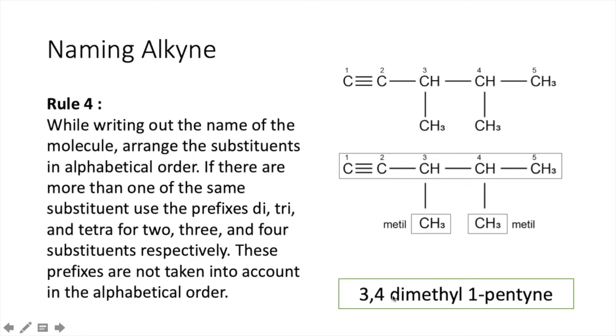Why 3,4-dimethyl? Because the substituents are located at number 3 and number 4 of the long chain. And why 1-pentyne? Because the triple bond is located at carbon number 1.